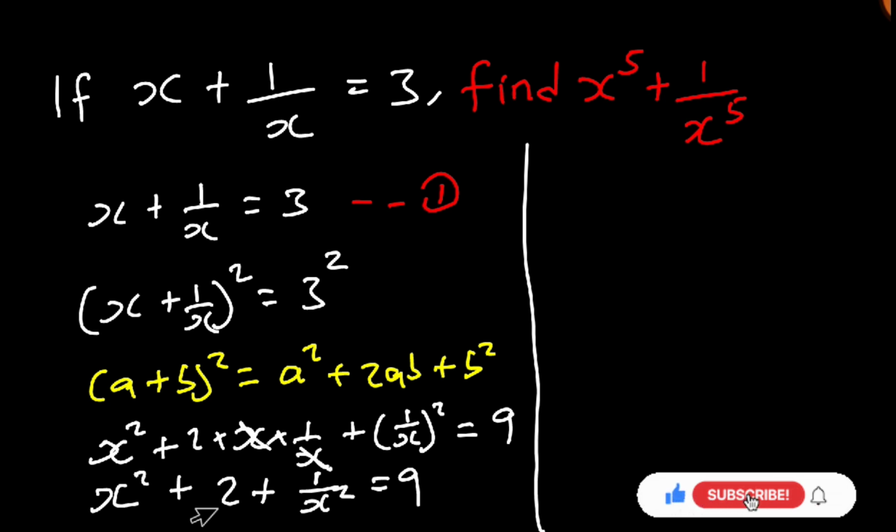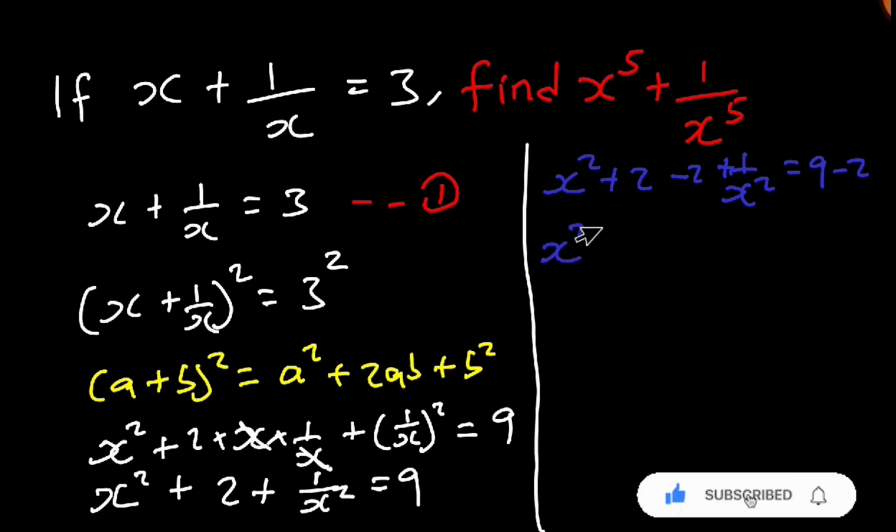So we're going to subtract 2 from both sides. So we have x squared plus 2 minus 2 plus 1 over x squared equals 9 minus 2. So 2 minus 2 will be 0. We will be left with x squared plus 1 over x squared equals 9 minus 2, which is 7. And this will form our equation 2.